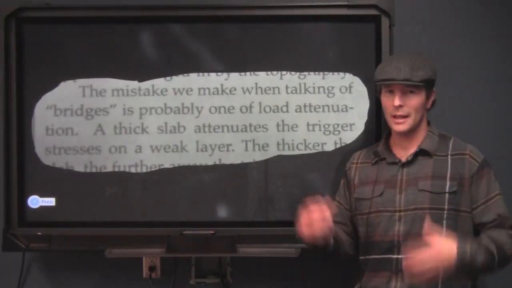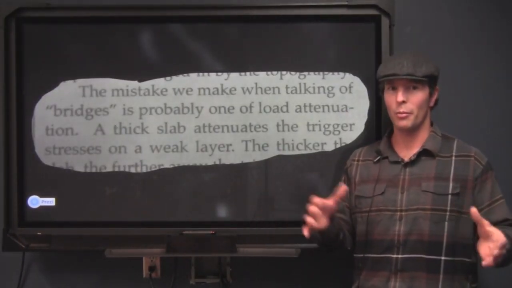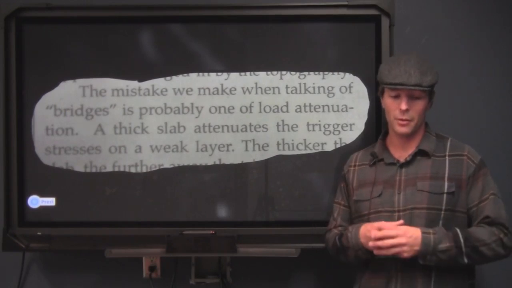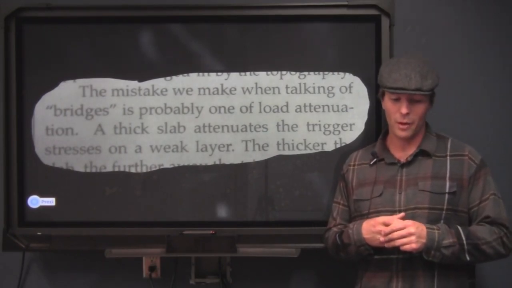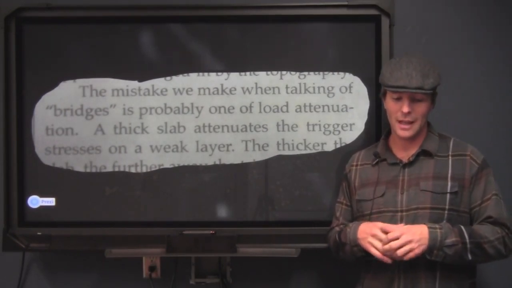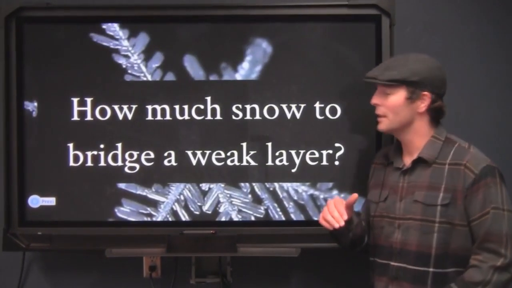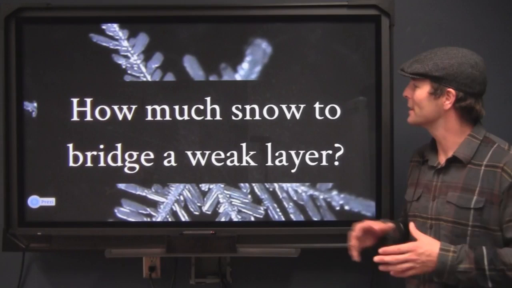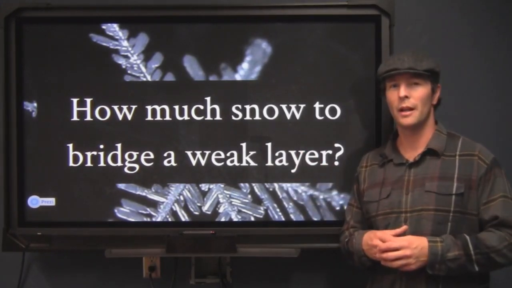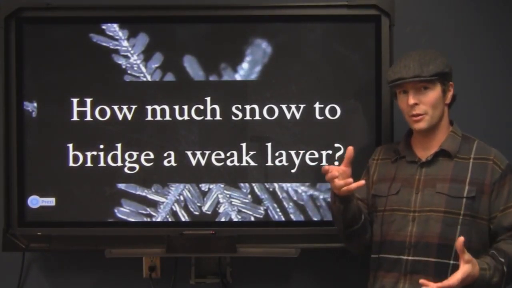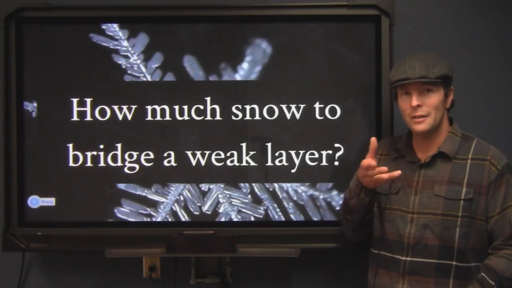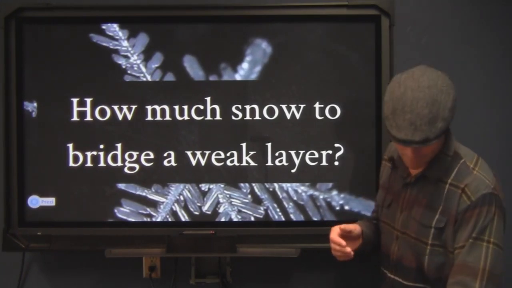And this guy sums it up maybe more appropriately for this talk. He says, "The mistake we make when we're talking about bridges is probably one of load attenuation. A thick slab attenuates the trigger stresses on the weak layer." And that's really the topic of this talk: how much snow it takes to bridge a weak layer, or how much snow it takes to attenuate that stress underneath a skier.